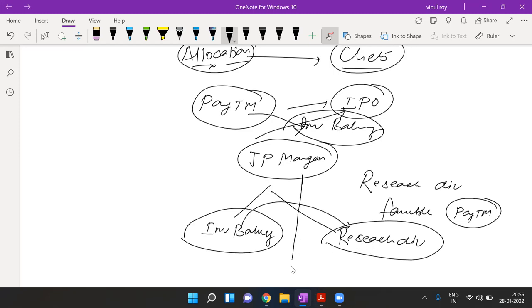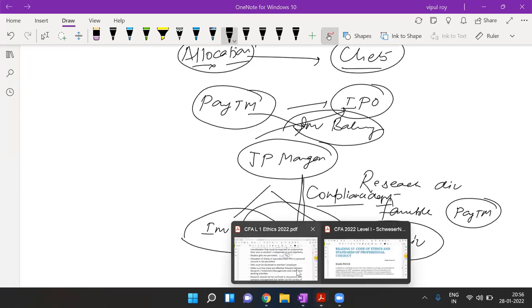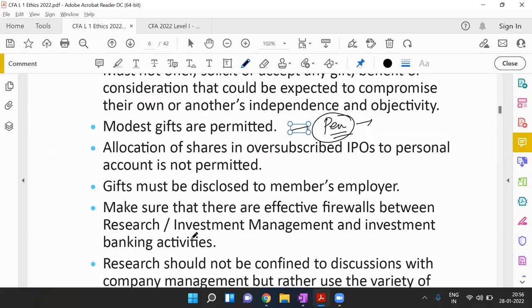So there has to be a firewall. All communication between the investment banking team and the research team should go through a compliance department. So you need to ensure that these guys are not pressurizing the research guys to issue any sort of favorable report. And that is what it says here, that there has to be an effective firewall between research, investment management and investment banking activities.